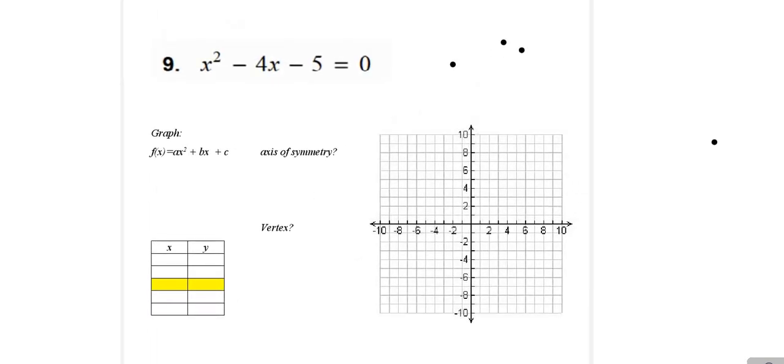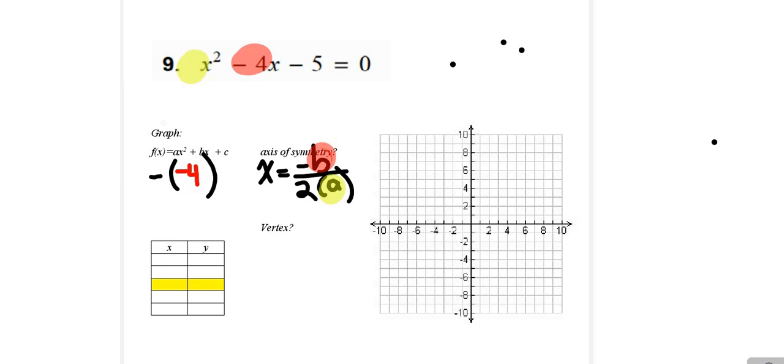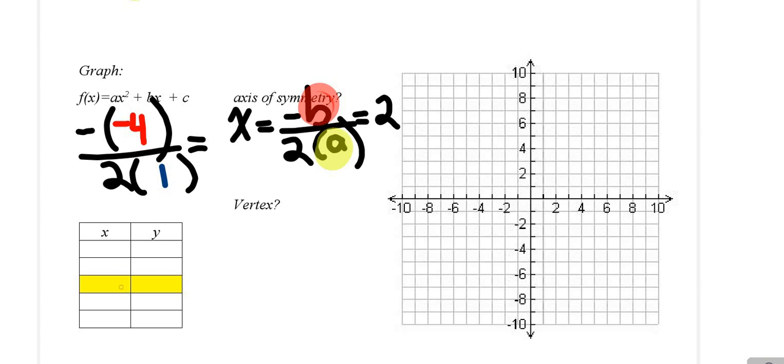Okay, step number 1, we're going to do our axis of symmetry, and our axis of symmetry is going to be x equals negative b over 2a. We plug that in very, very carefully. Our b is going to be negative 4, and our a is 1. So I have negative 4 over 2, parentheses, there's a 1 there. Double negative makes a positive, so this is going to be 4 over 2, which means our axis is x equals 2. So that's going to be our axis of symmetry.